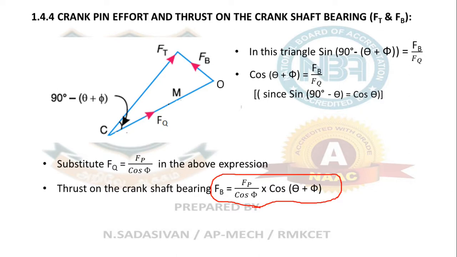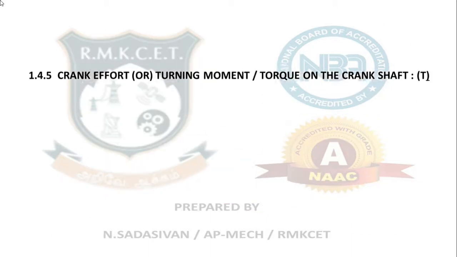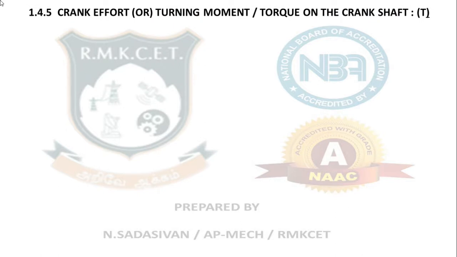So four parts are over. Now I am going to derive the final outcome, the last component of the forces acting on the engine because of the various combustion activities or movements. The last one is the crank effort, or turning moment, torque on the crankshaft. That is the final outcome I want out of an engine. Why do you run an engine? I want torque out of the engine. That's why I am running the engine.